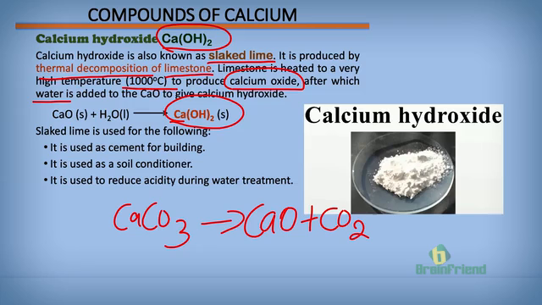Now, this calcium hydroxide, which we say, of course, is slaked lime, is used for the following. It is used as cement for building. It is also used as a soil conditioner, and it is used to reduce acidity during water treatment. So people that deal with the treatment of water make use of slaked lime to reduce the acidity in water.